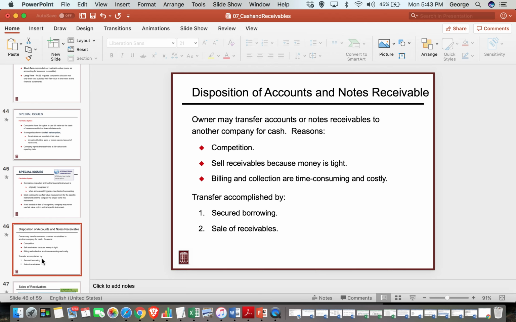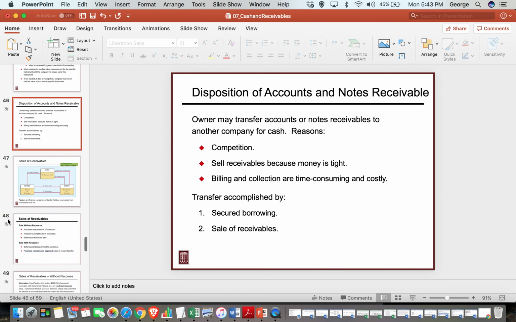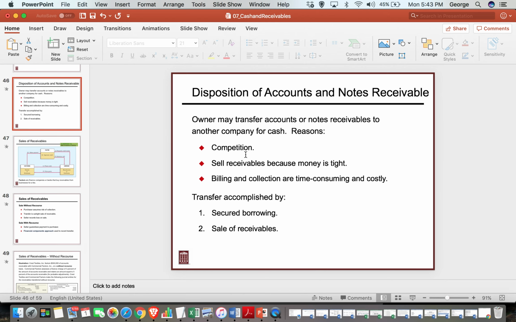Disposition of accounts and notes receivable. An owner may transfer their accounts and notes receivable to another company for cash. They may have a cash crunch, or need to gear up and make more inventory. Money is tight, and if you think billing and collection are time consuming, let someone else do it. The transfer can be accomplished in one of two ways: secured borrowing or sale of receivables.